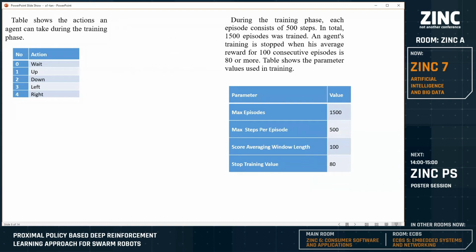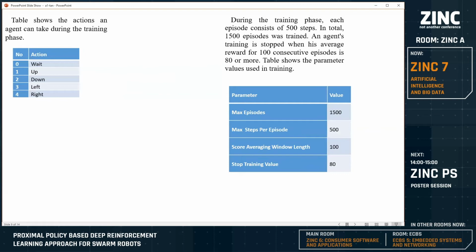And the table on the left shows the actions an agent can take during the training phase. We have five actions: zero is wait, one up, two down, three left, and four right.